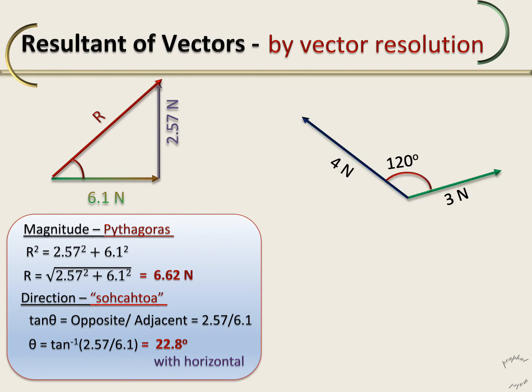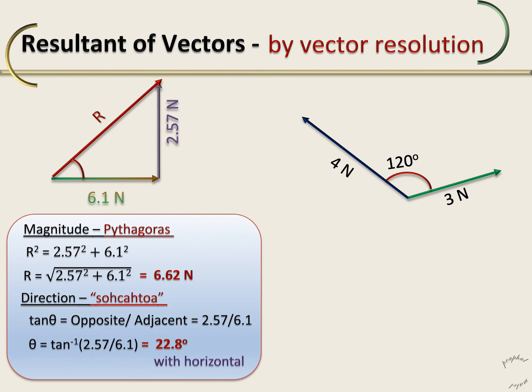Now let's take a little more complicated case. Here the angle between the two forces is 120 degrees. Let's see how the splitting of vectors will help us to find the resultant of these two forces. Directly we can't find it because they are not in the same line, they are not opposite, or they are not even perpendicular. So let's split the 4 Newton, but as I told you, you can split even 3 Newton also. So you can try that way also.